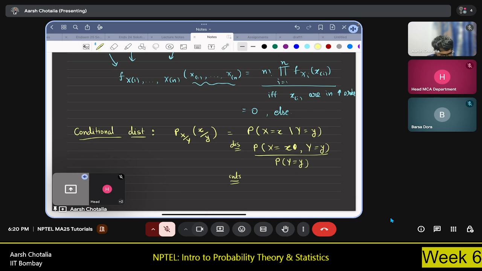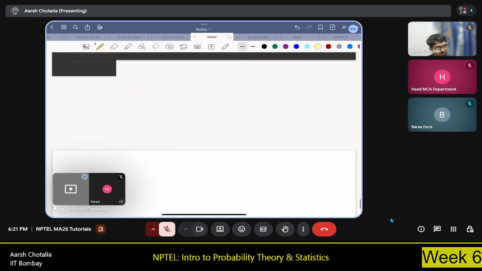For continuous, we would have a distribution function. X, this is not x by y, but given. We should read it as x given y. So that would be f_xy of x comma y divided by f_y of y. So this is sort of a limiting case when things are continuous. So we can just normalize this by the marginal distribution of y. Okay.